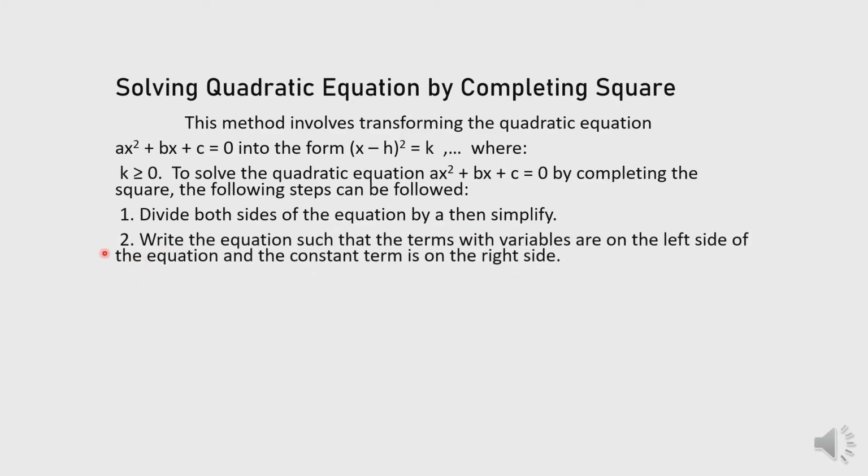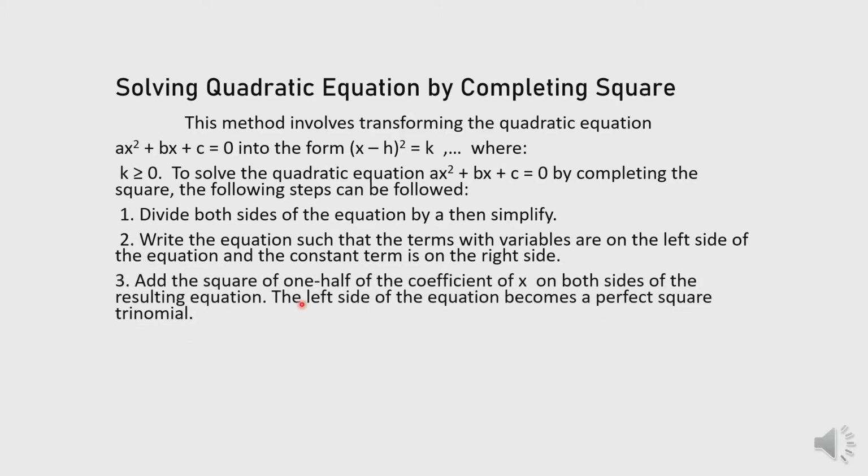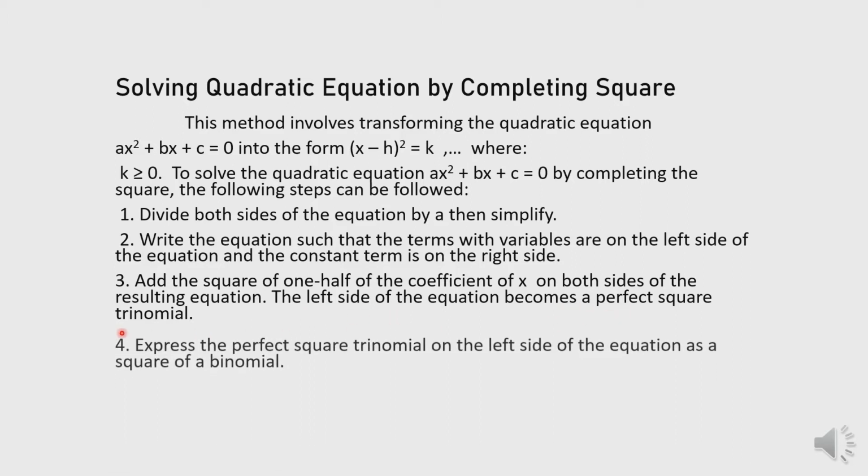2. Write the equation such that the terms with variables are on the left side of the equation and the constant term is on the right side. 3. Add the square of 1/2 of the coefficient of x on both sides of the resulting equation. The left side of the equation becomes a perfect square trinomial.